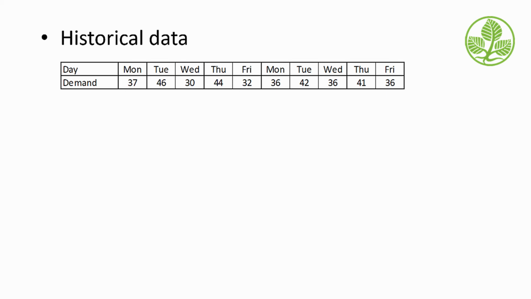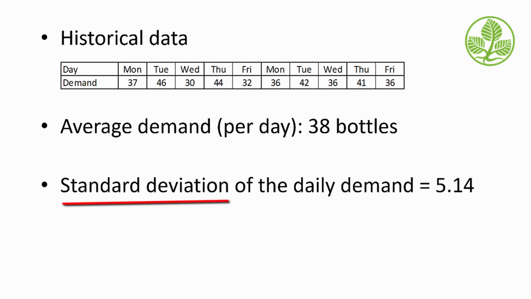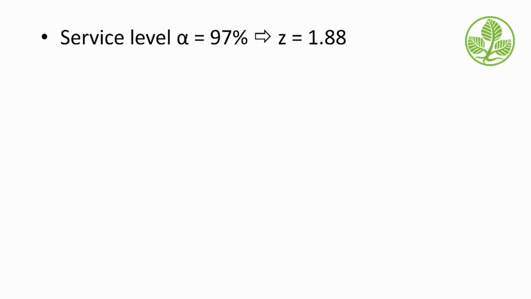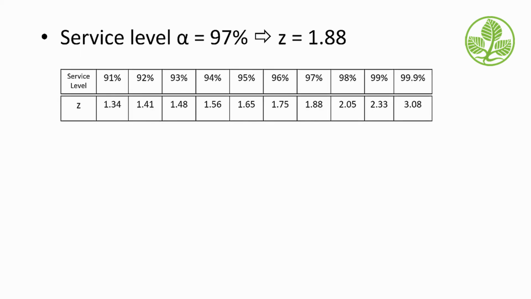To calculate this information, Paul can use historical sales data. First, he calculates the average demand. It is 38 bottles per day. Then, he uses spreadsheet calculation to derive the standard deviation. It is 5.14 bottles. The next step is to get the value for Z, the safety factor. Paul can either use a statistical table or a spreadsheet calculation application like Microsoft Excel. The Z value is 1.88.